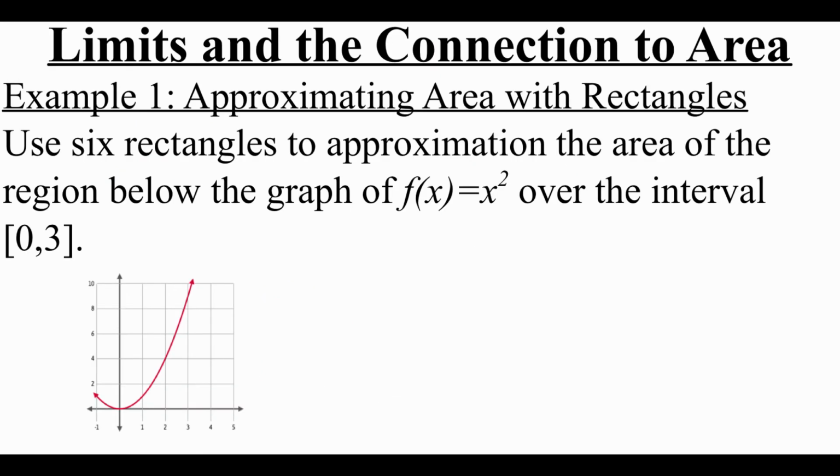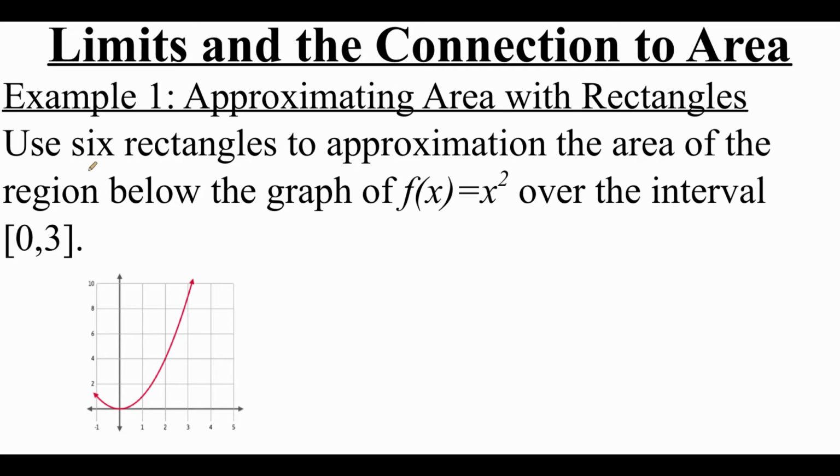So we're going to take a look at an example where we approximate area underneath the curve using rectangles. We're going to use 6 rectangles to approximate the area of the region below the graph of f of x equals x squared over the interval from 0 to 3. So I've already got my function graphed out. X squared gives us a parabola graph. We're looking on the interval from 0 to 3, so I'm only looking at the right half of this graph.